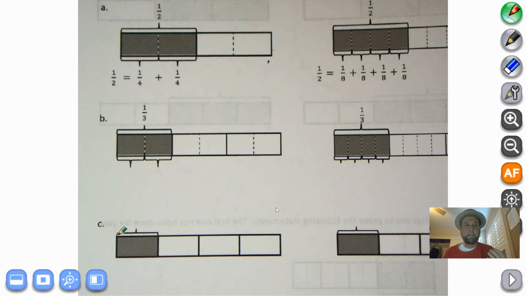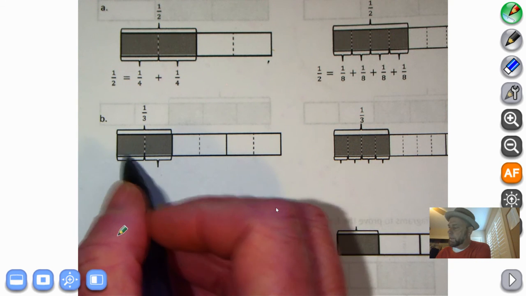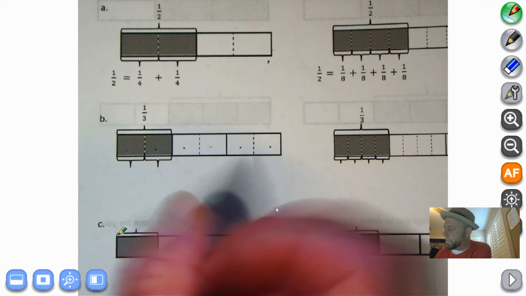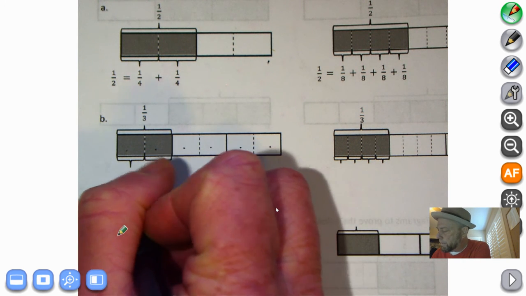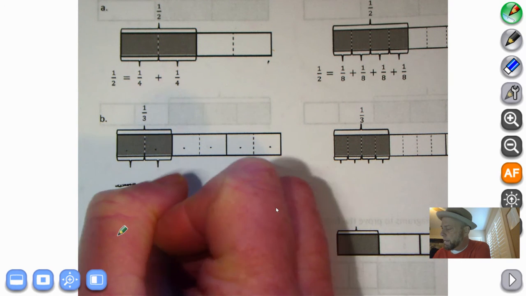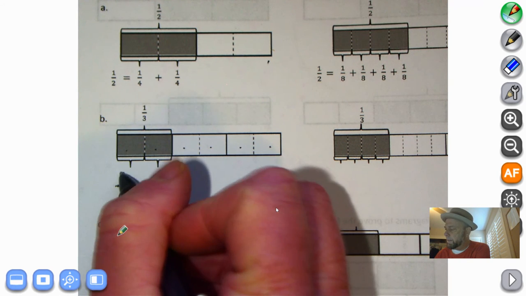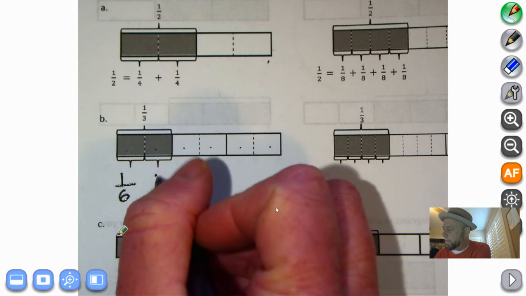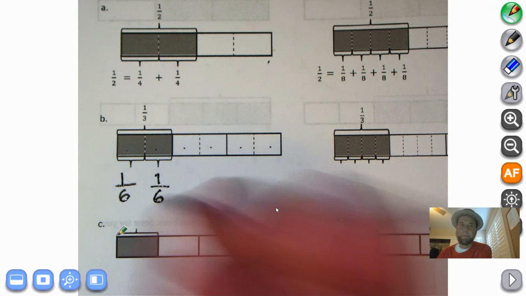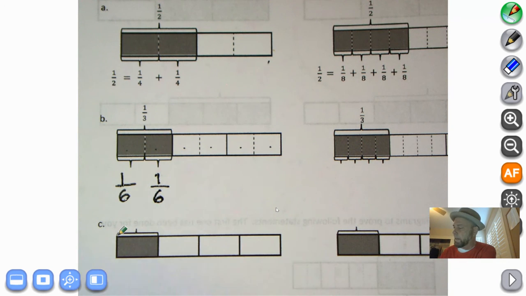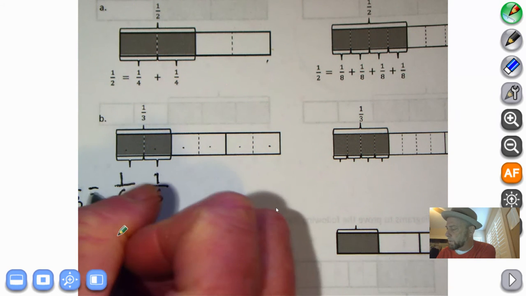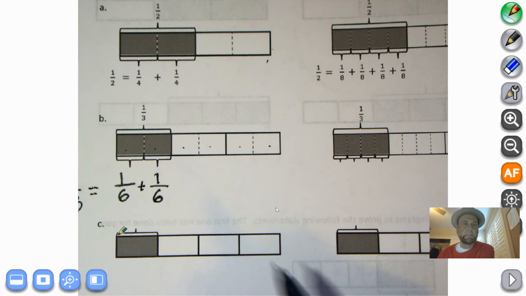Scroll down. What do we got going on down here? We have 1/3, and we're going to break it into what? Well, let's see how many pieces we have. 1, 2, 3, 4, 5, 6. Okay, so I know my denominator is going to be 6, and my numerator will just be 1, because that's 1 of 6. And same thing over here. Okay, so now we're going to take our 1/3 over here. It equals 1/6 plus 1/6.